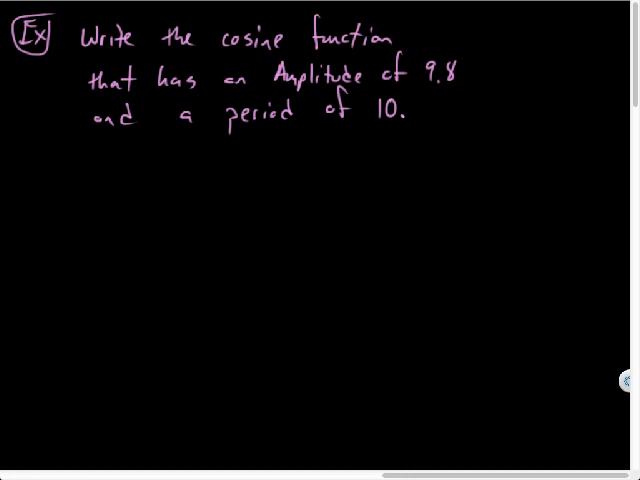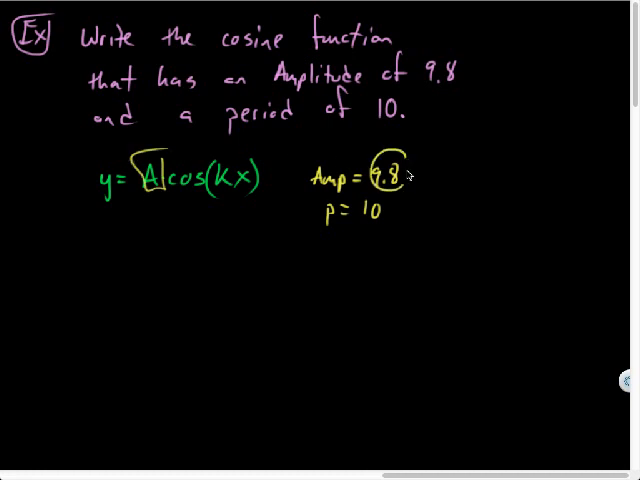So in order to do this, now I know in general I'm going to have a function that looks like this. Y equals A times cosine of KX, right? I know that my equation is going to look like that. What do I currently know? I know that the amplitude is equal to 9.8. I know that the period is equal to 10. So if I want to figure out what the values of A and K are, I'm going to have to use this in reverse. Now, A could technically be positive or negative 9.8, right? Because amplitude is the absolute value of A. So A is going to be plus or minus 9.8.